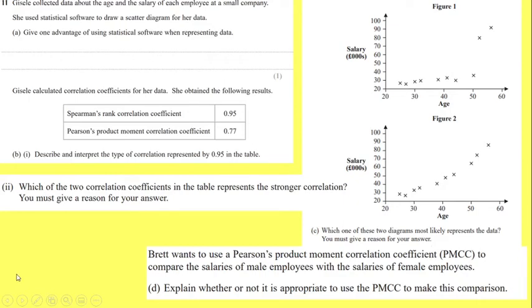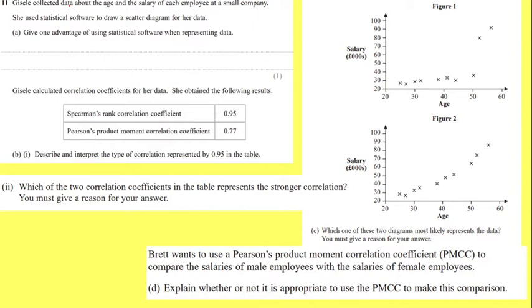Gazelle collected data about the age and range of a small company. She used statistical software to draw a scatter graph. Okay, give one advantage. You can say it reduces human error, it's quicker, it's easier, something like that.